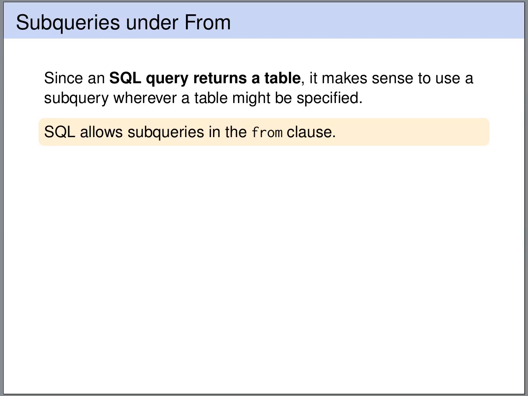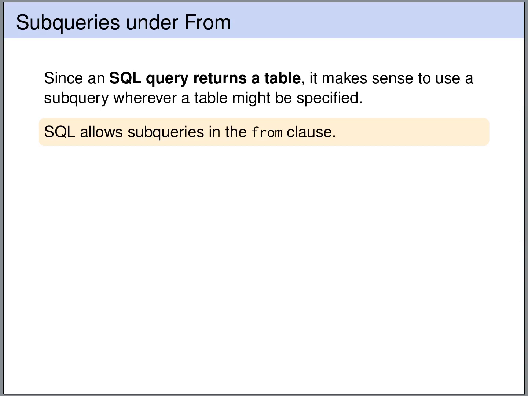An SQL query computes a table, so it makes sense to use a subquery wherever we can specify a table. So for instance, in the from clause, we specify tables that we want to query from. And SQL allows us to put, instead of these tables, a subquery.